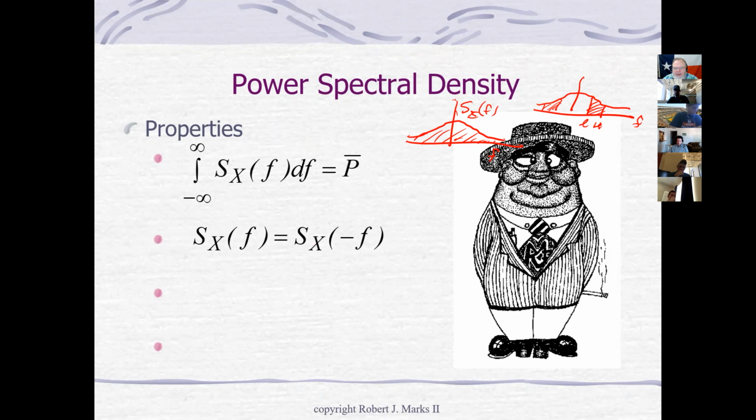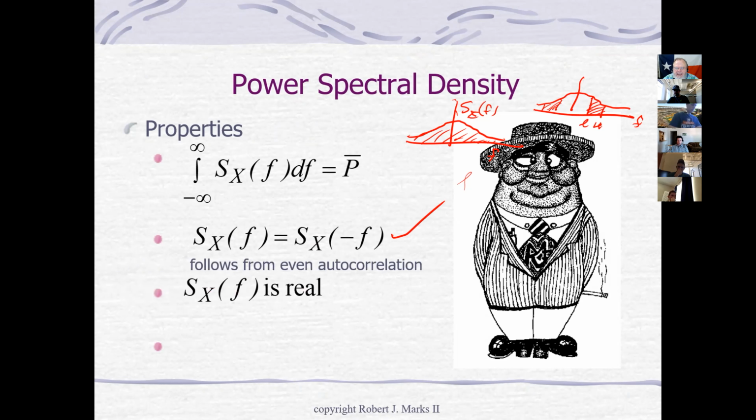We can do twice the area because, as you can see here, the power spectral density is even. The other thing is that it's real, but even more important than real, it is non-negative. It is always greater than or equal to 0. So we can never talk about a stochastic process having negative power or anything of that sort. So these are the properties of the power spectral density, and they're relatively intuitive.